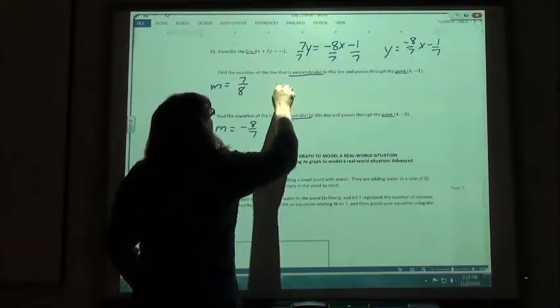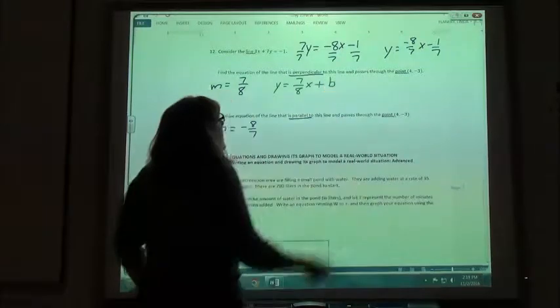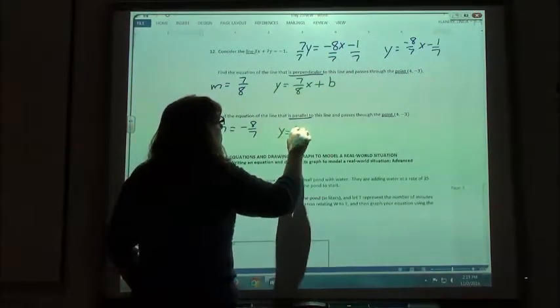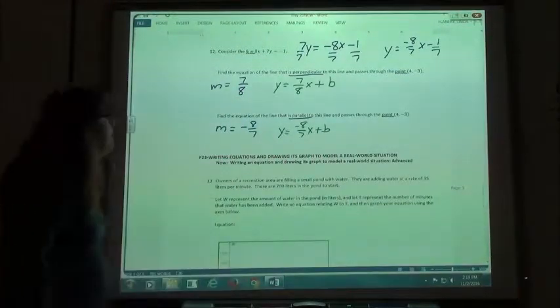So here, y is going to equal 7/8 x plus some number b. And down here, y will equal -8/7 x plus some number b.